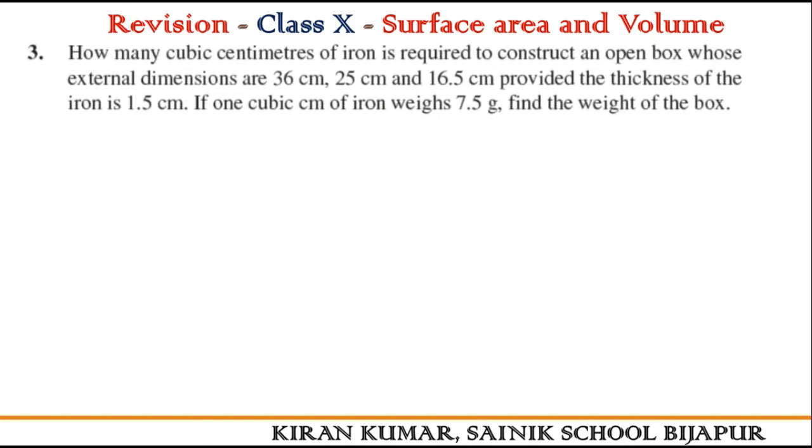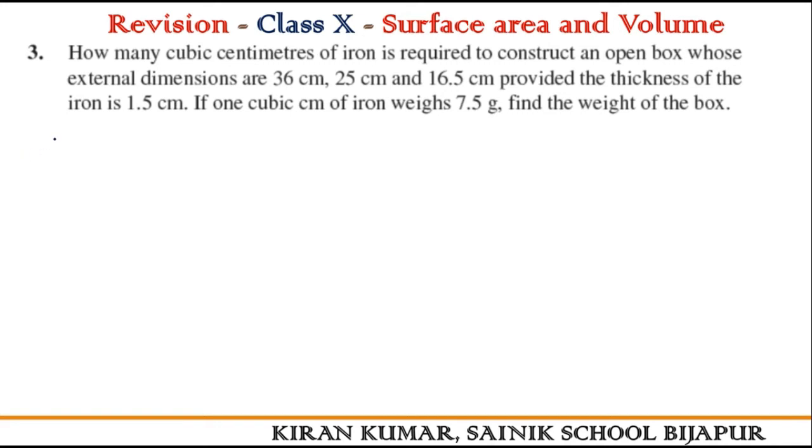Next question. How many cubic centimeters of iron is required to construct an open box whose external dimensions are 36 centimeter, 25 centimeter and 16.5 centimeter, provided the thickness of the iron is 1.5 centimeter. If 1 cubic centimeter of iron weighs 7.5 gram, find the weight of the box.